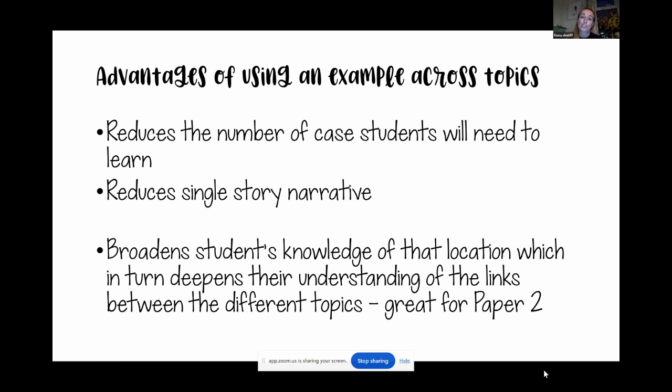This is a work in progress at the moment about how we can use it across the broad number of topics, but it is something that we are really working on this year to reduce the number and to kind of expand students' horizons around that particular unit.